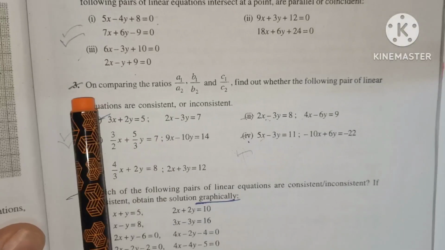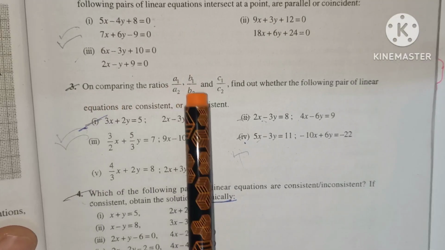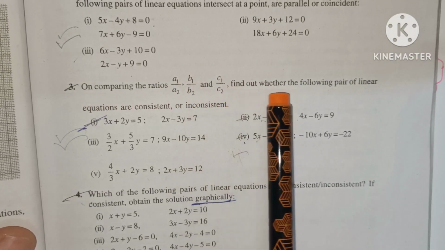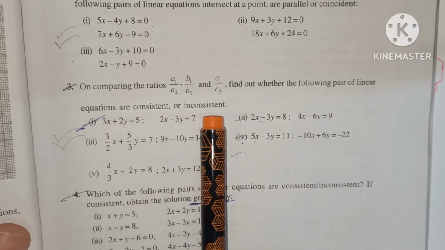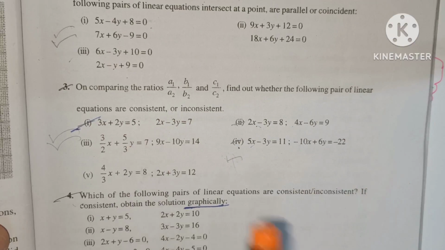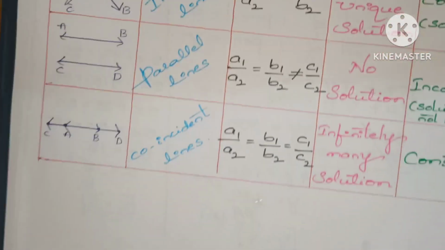Now we will move on to the next, third question in exercise 3.1: on comparing the ratios a1 by a2, b1 by b2 and c1 by c2, find out whether the following pair of linear equations are consistent or inconsistent. Before solving these problems, you need to remember the table. So once again, have a look at this table.